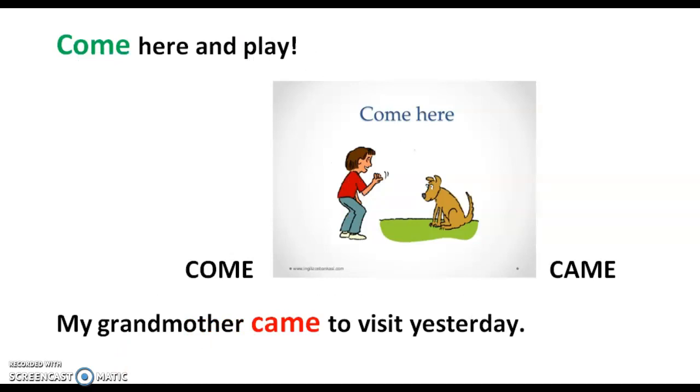Verb number 3 is come. The boy is telling the dog to come here and play. Come. Vedete, c'è la O. Come. What happens in the past to our O? We drop the O and put an A. Came. Come. Came. My grandmother came to visit yesterday.